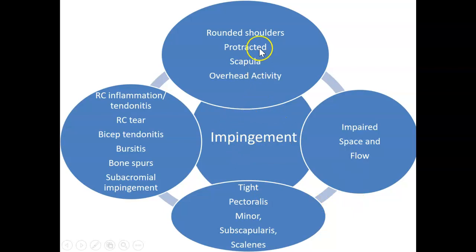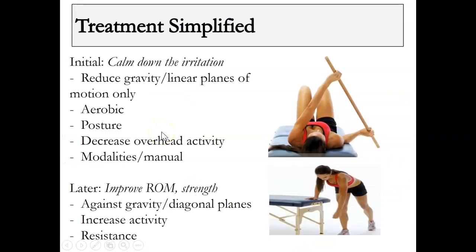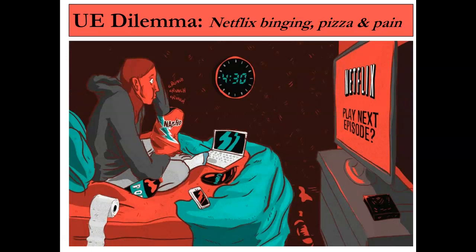Impingement. Rounded shoulders, protracted scapular overhead activity leads to impingement, tight pecs, impaired space and flow, and then you get all these different diagnoses. Here's some treatment that's just kind of simplified, kind of initial, and then later on, so you're just kind of calming it down, reducing gravity, aerobics, posture, and then you're kind of going against gravity more, or diagonal planes, increasing activity resistance. I'll kind of walk through this in the lab, I believe.